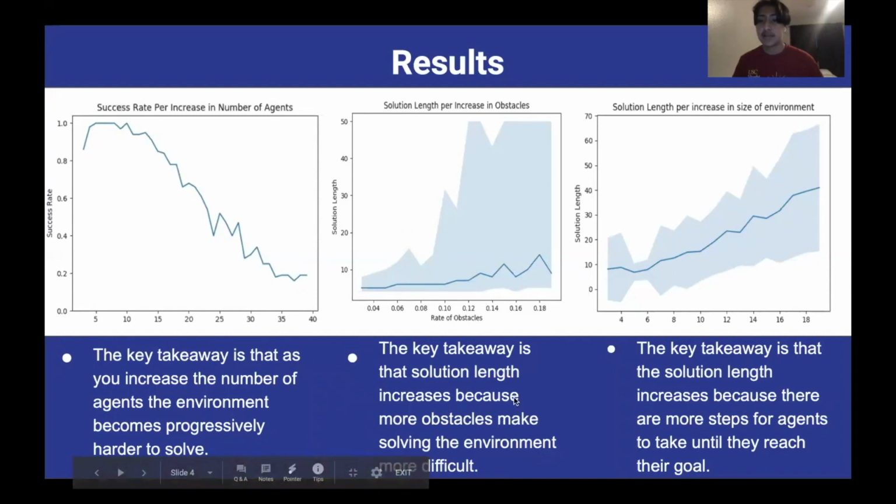Then we have solution length per increase in size of the environment. And the key takeaway there is that the solution length increases because there are more steps for agents to take, which makes sense because if you have an environment and you increase it, it'll take you more steps to get where you need to go.